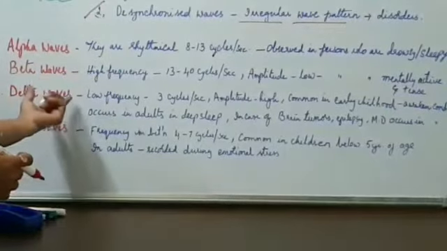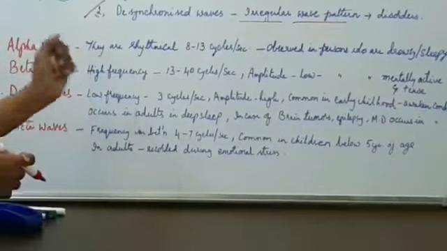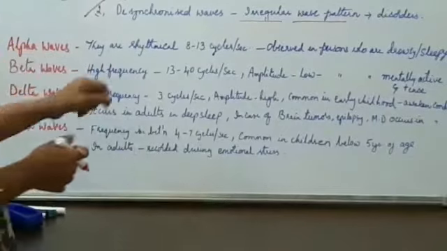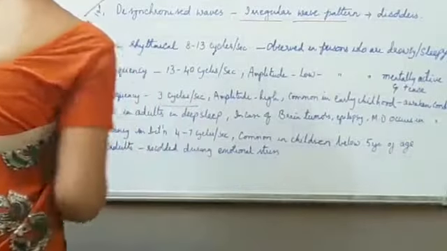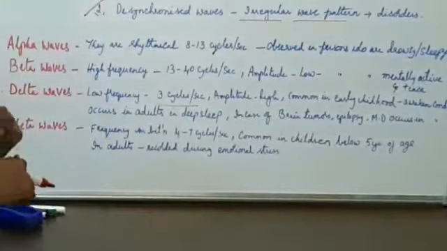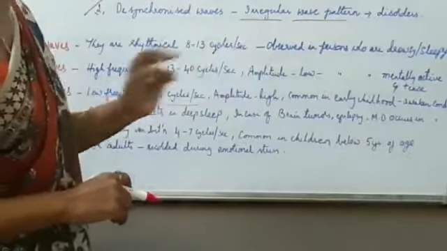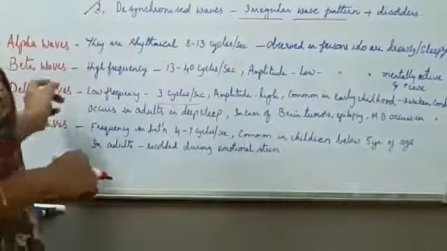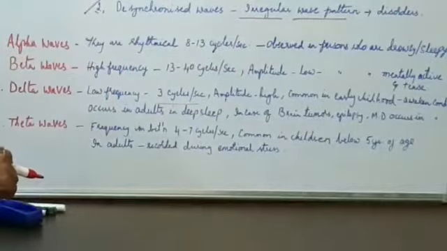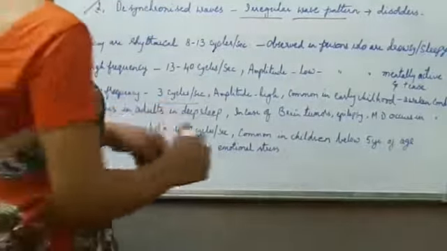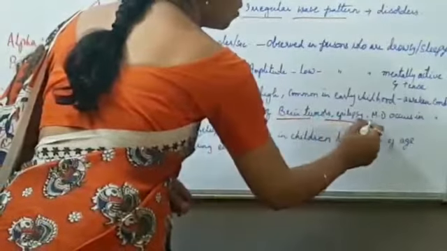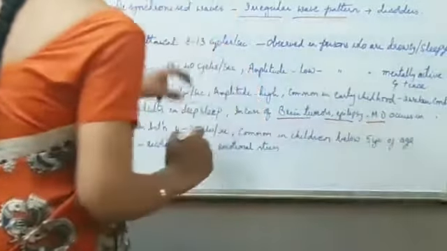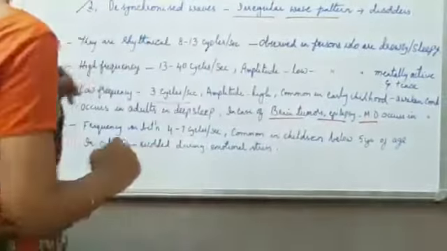Then delta waves. These waves have low frequency, forming 3 cycles per second, and these waves have high amplitude. They are very common in early childhood, even in the awakened condition, but occur in adults in deep sleep only. In the case of brain tumors or epilepsy or mentally depressed persons, this occurs in the awakened stage also.